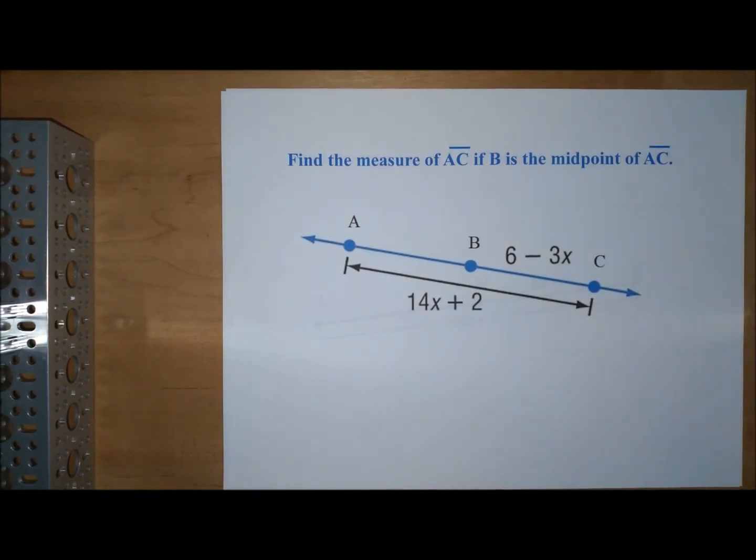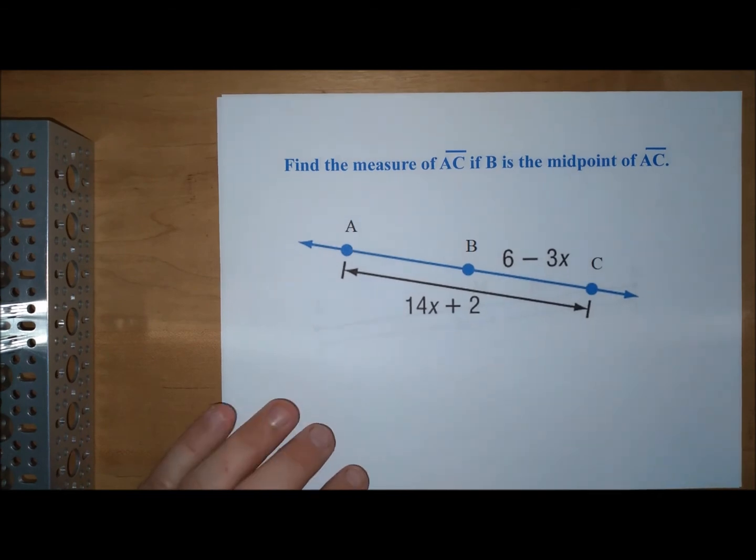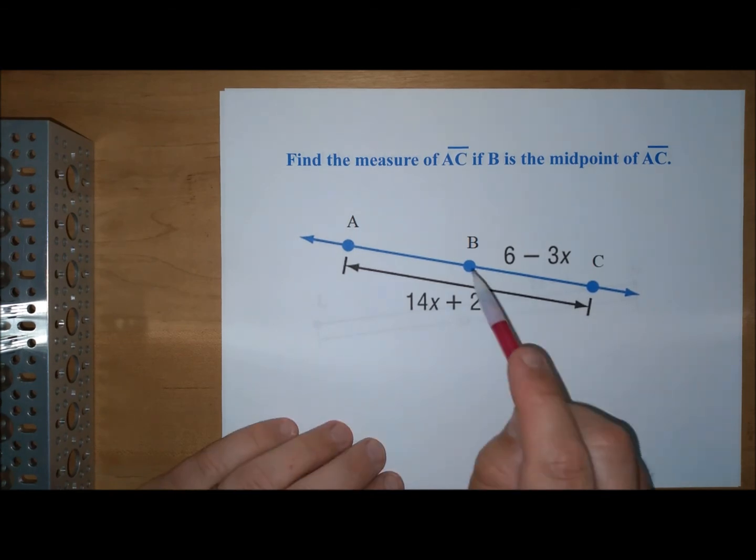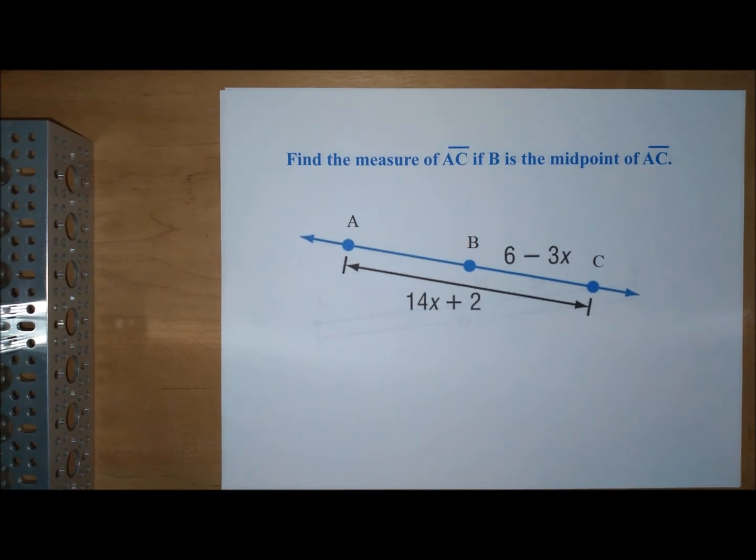All right, let's try a new idea here. They want us to find the measure of segment AC if B is the midpoint of segment AC. Okay, what do we know about algebra and geometry that could help us solve this? If B is the midpoint, what does that tell me about segment AB and BC?